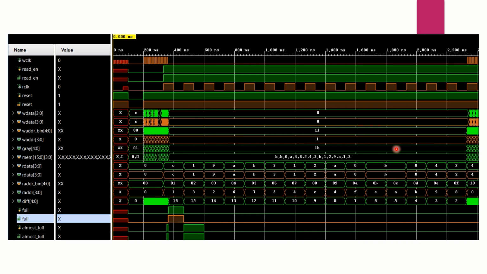The value in it is 0, to which it was initialized after reset was triggered. After that, the values are recorded, which are C1, 9A, B3, 12, A0, B8, 42, 4, and so on. This is the same sequence that was given by the write data buffer as input. Hence, our CDC system works perfectly as expected.